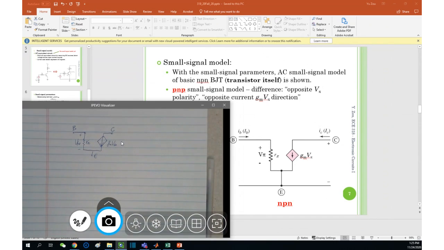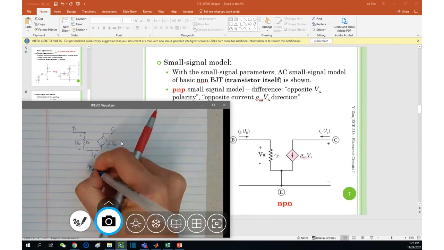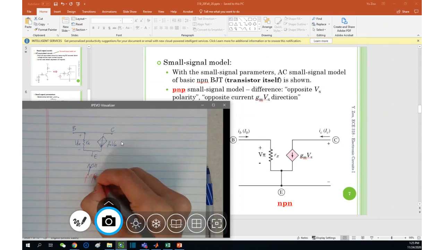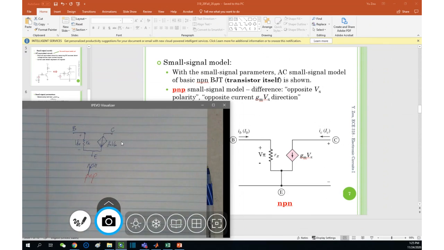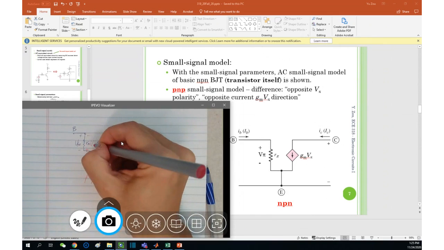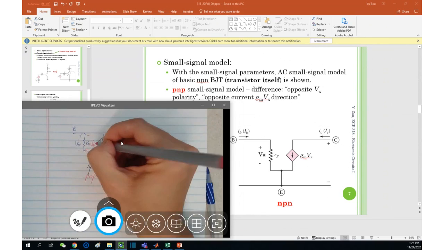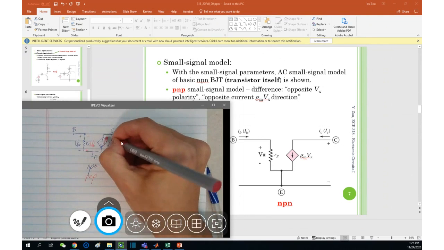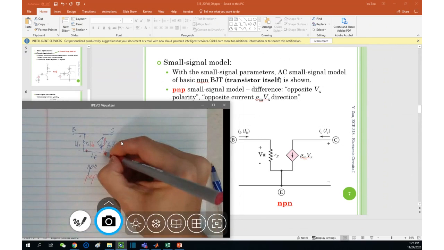All right, let's see. I'm repeating the NPN, right? This is NPN. For PNP, I'm using the red. So what's the difference? It's definitely opposite polarity right here. Not VB, but VEB. Not VBE, but VEB. The current source is flipped, correct, and also the value is gm times VEB, right?